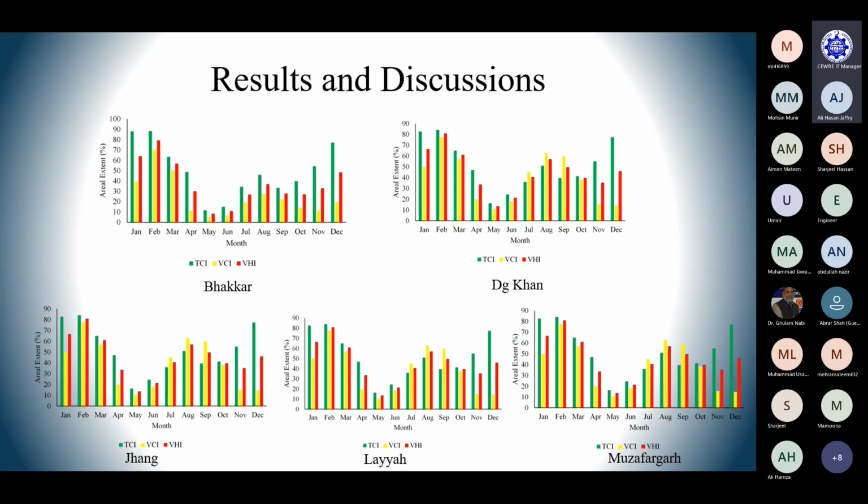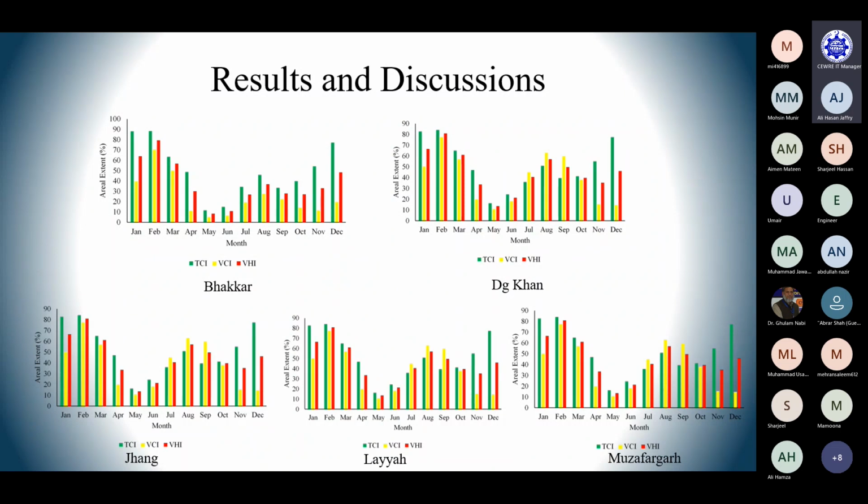In the winter season, in Bhakkar, TCI, VCI and VHI have a similar pattern of increasing trend and higher areal extent. This shows wet conditions. During the summer season in Dera Ghazi Khan, TCI, VCI and VHI again have a similar pattern with an increasing trend. TCI, VCI and VHI have an increasing pattern in Jhang, while in the summer season it has again an increasing pattern. For Layyah, TCI, VCI and VHI all are showing an upward trend.